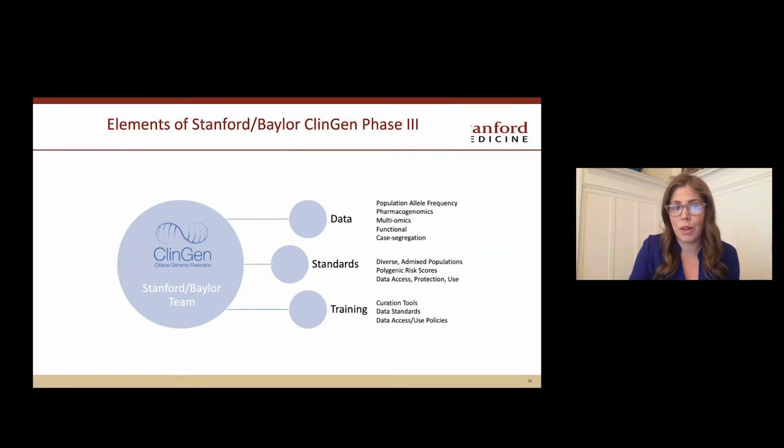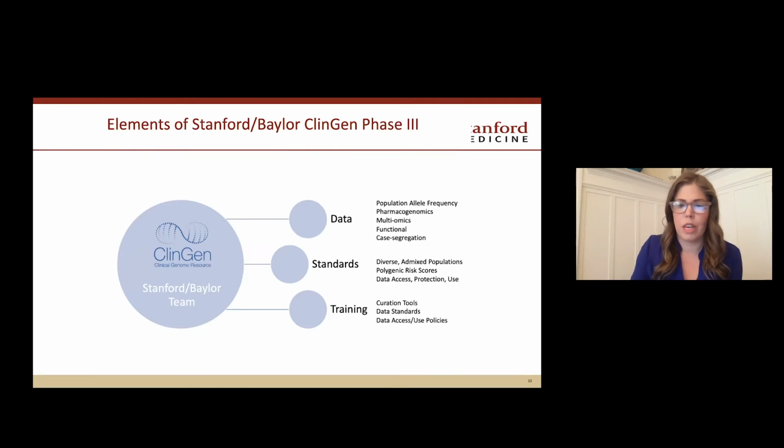Pharmacogenetics, we have Terry Klein coming on as the new Stanford PI. So we'll be able to partner with PharmGKB and really think about what is pharmacogenetics and how we can bring that into our work. We also are looking at multi-omic functional and case segregation data and how we integrate those into our curation interfaces.